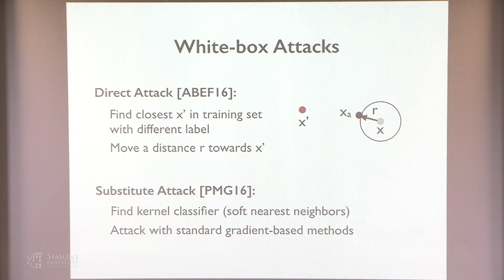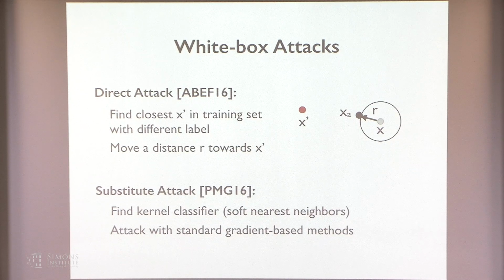And so the kind of attacks we used were, so we had a couple of standard baseline attacks. So the first one is the direct attack. At the time this was the only attack known for nearest neighbor. So this is 2018 we are talking about. So basically the idea is that you find the closest x prime in your training set which has a different label and move a distance r towards it, right.